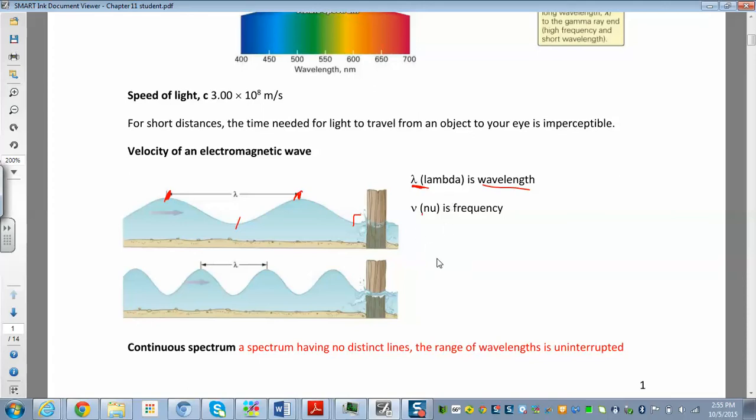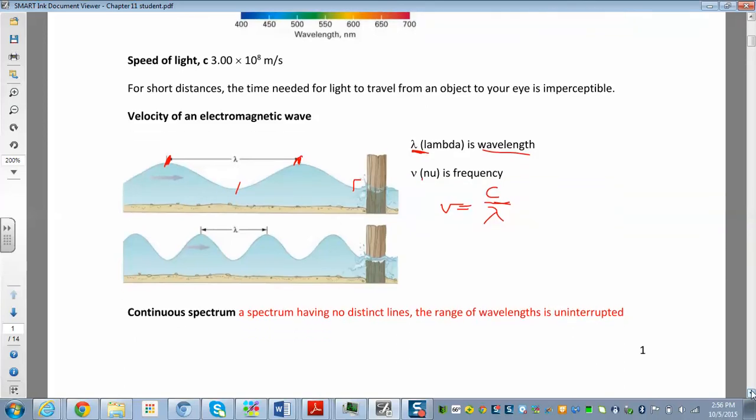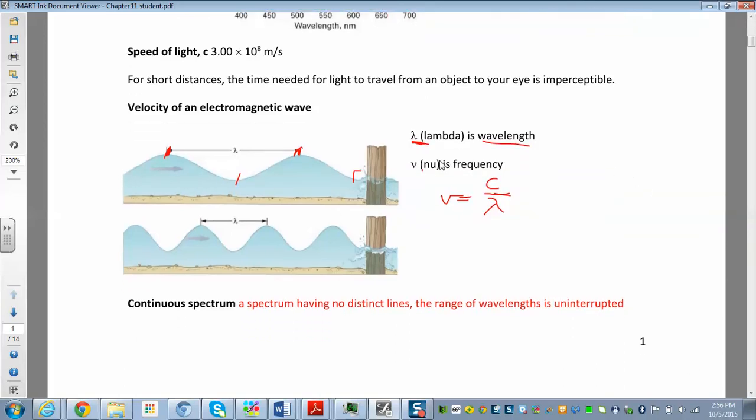They're very much related. What's nu? Nu, my frequency, is c over lambda. C again is the speed of light. So if you know lambda, you know nu. If you know nu, you know lambda. You'll see this equation again in Chem 1 if you have to take Chem 1. You may have studied waves in the past. If not, just know that waves have a wavelength and a frequency, and they are related through this equation.